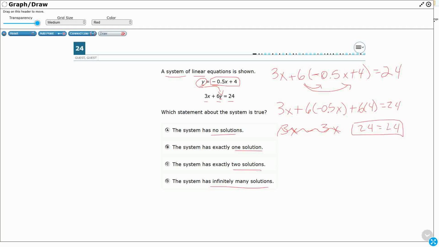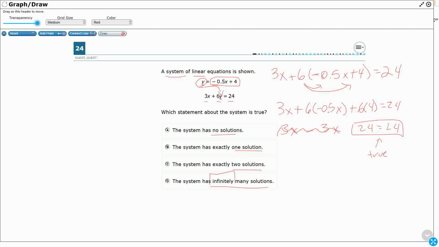What in the world does that mean? I don't have any x's, so I don't have any solutions. But is it I don't have any solutions, or I have infinitely many solutions? Well, this is a true statement. So it does mean we have infinitely many solutions.